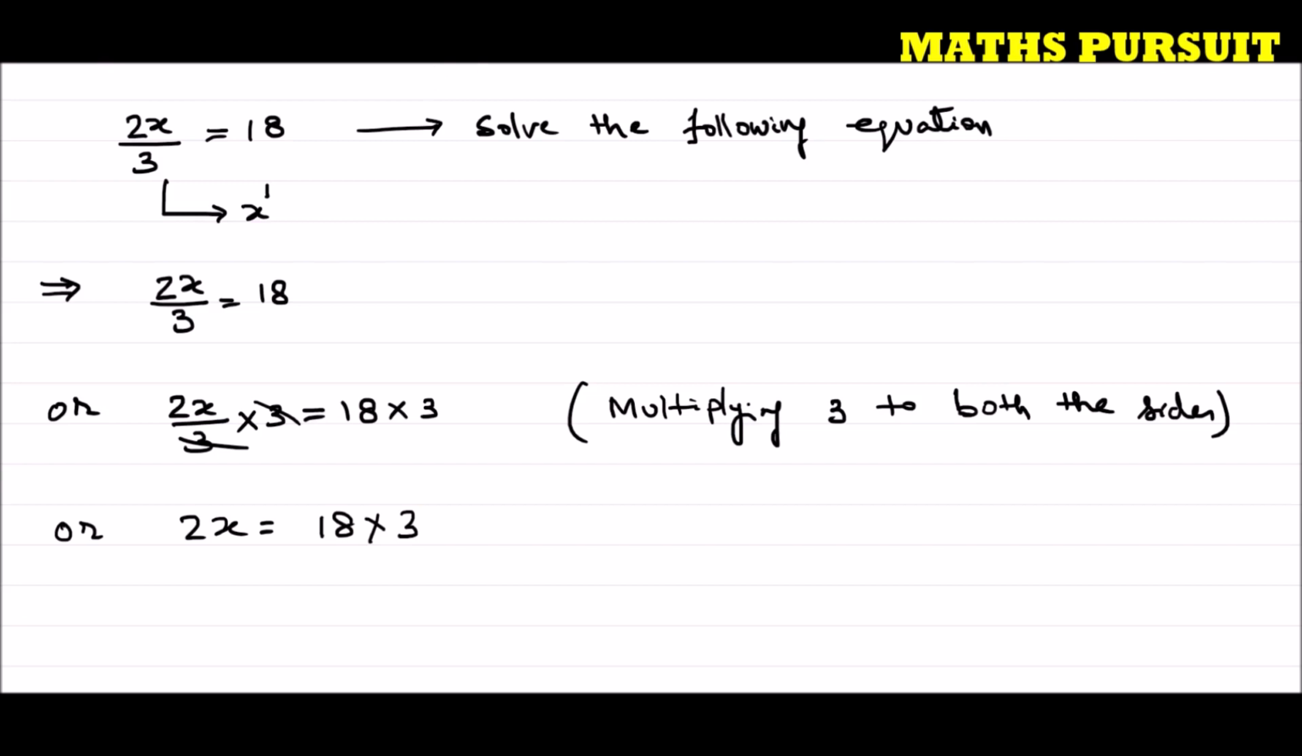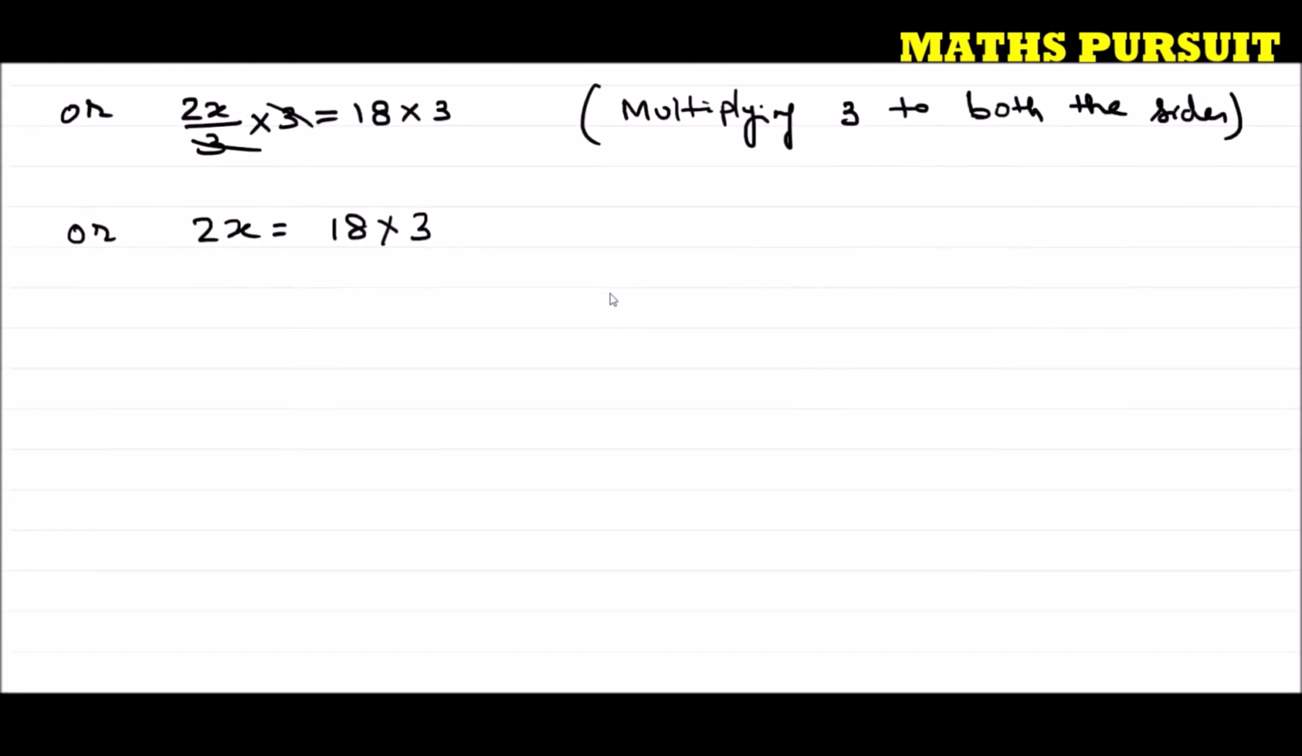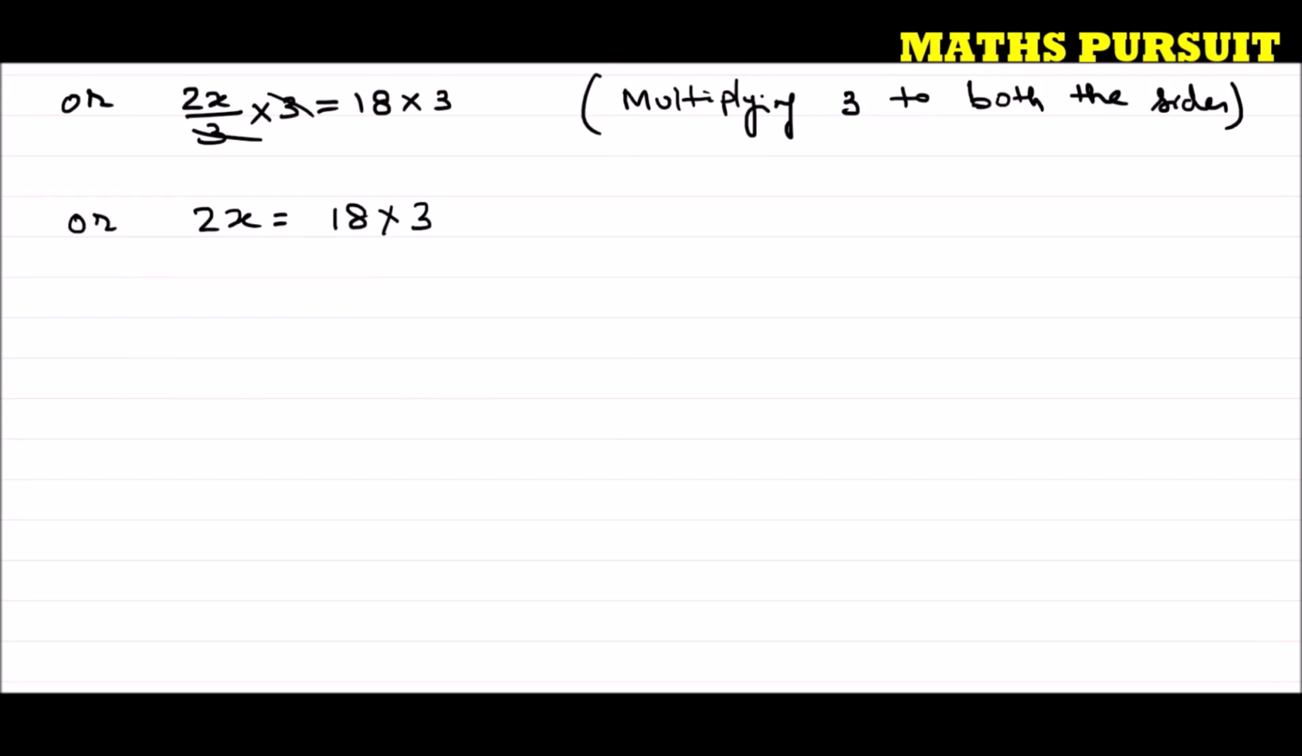Now let us move ahead to the next step. So here in this step, I can write 2x divided by 2 is equal to 18 into 3 divided by 2.